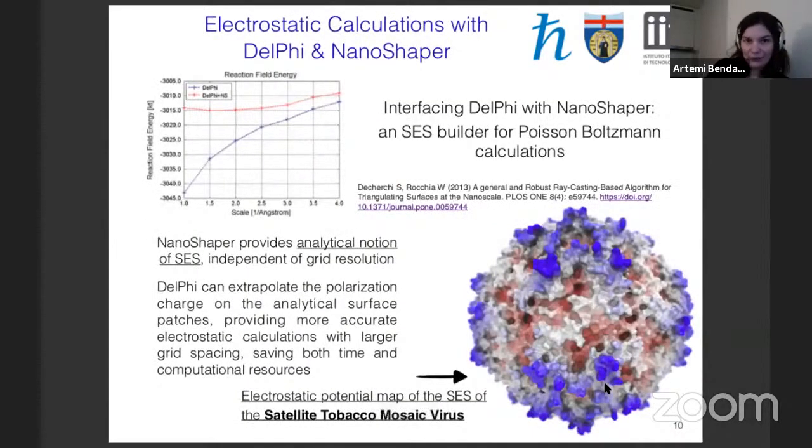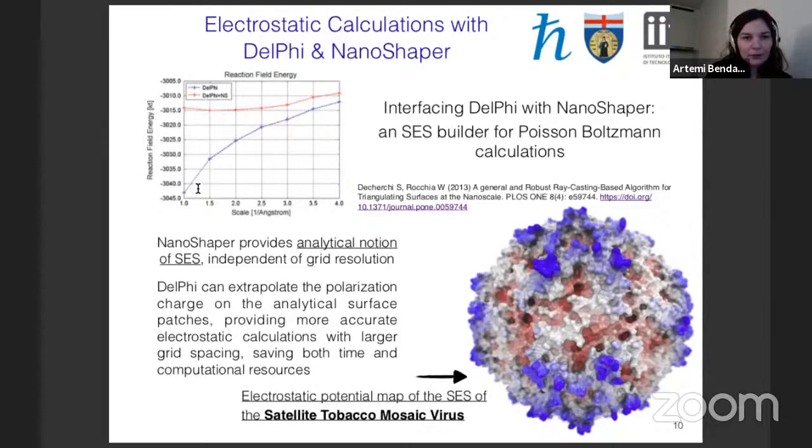So regarding NanoShaper, I just wanted to say a couple more things about this software. Some of you may be familiar with it, some of you maybe not, and I suggest that you become familiar with it. It is an SES builder, a solvent extruded surface builder that was developed basically for Poisson-Boltzmann applications, and it is interfaced with Delphi. And as you can see, using NanoShaper, we can have a higher or the same level of accuracy with Delphi without needing too large of a scale.